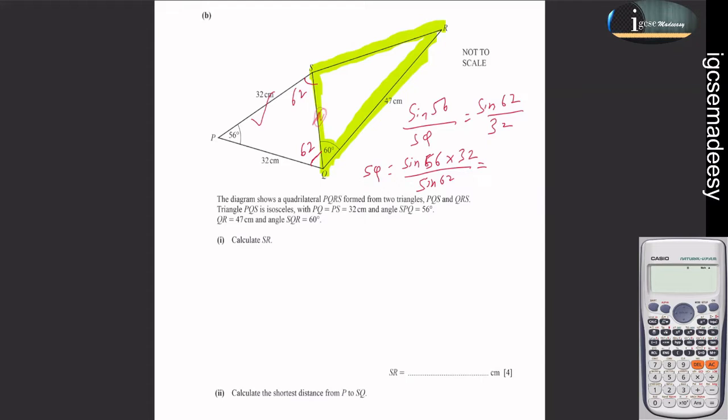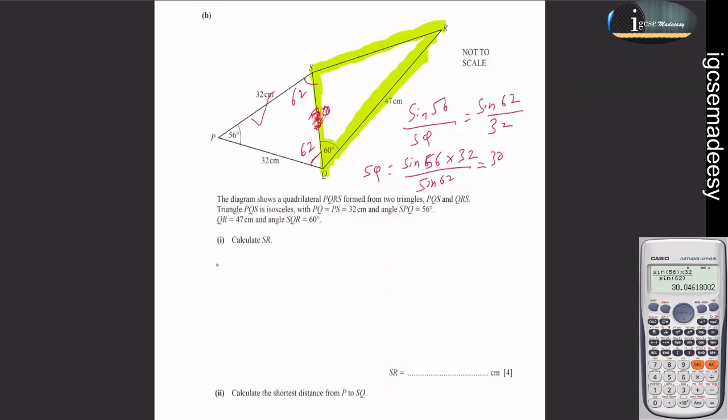So we can write sine of 56 times 32 divided by sine of 62, that is equal to 30.0. 30.0 is 30, right? So the side SQ is 30. So this side is 30. We got this side as 30. If this side is 30, now we can use the cosine rule to find out SR.